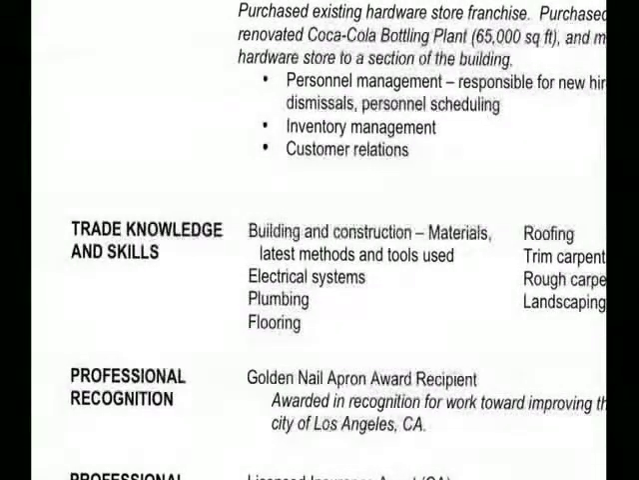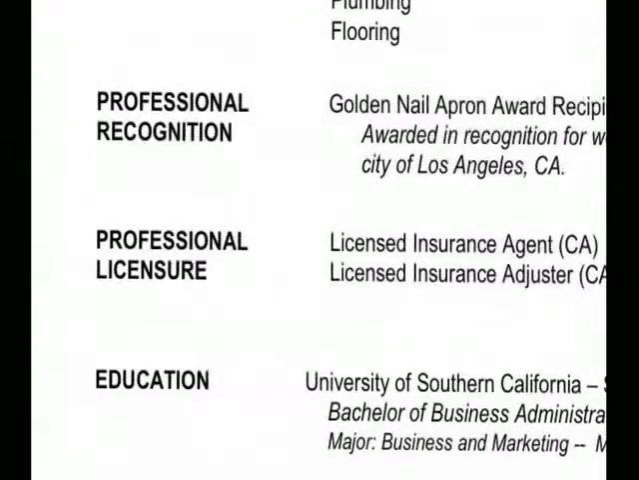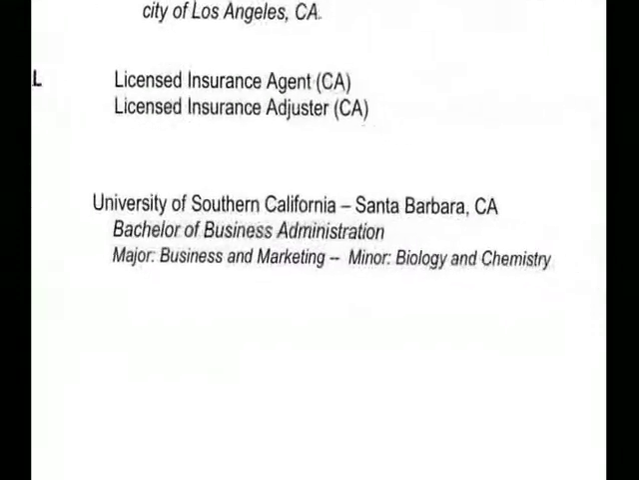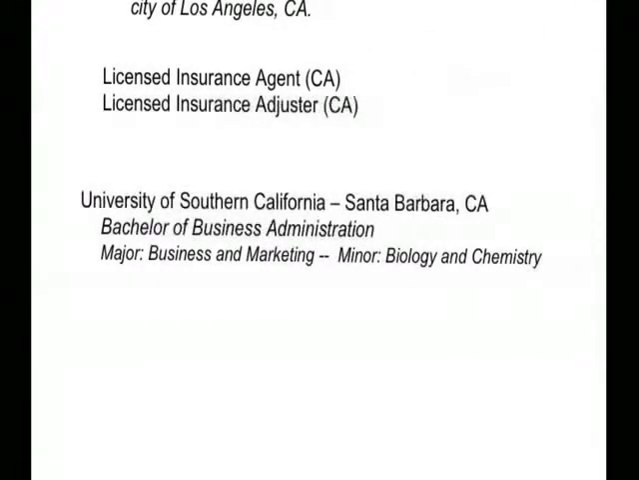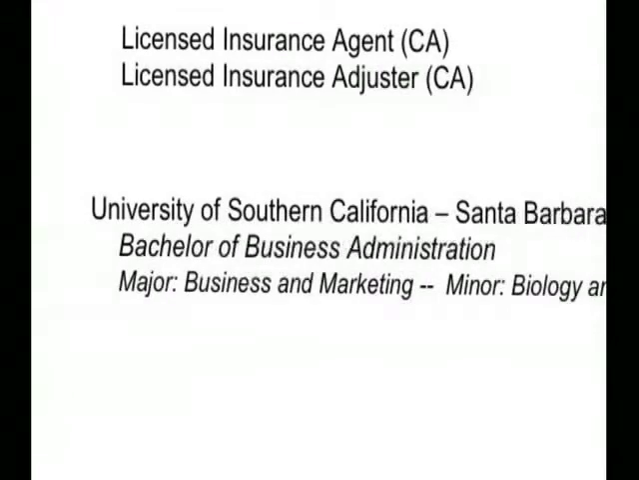You would also want to include, if it's relevant, trade knowledge and particular skills that you have, specific skills, any professional recognitions or honors or academic awards that you might have received along the way, any licensure or certifications that you have. All these require separate headings. And most importantly, education. You want to include the institution in which you attended. This would include a high school if that is your highest level of education. Include the name of the institution and the location and your major. And also make sure you include dates of attendance.